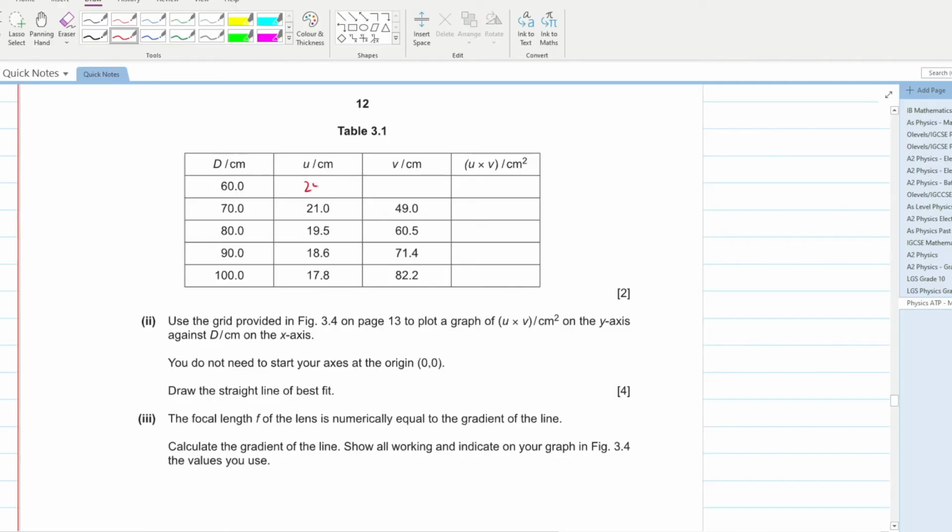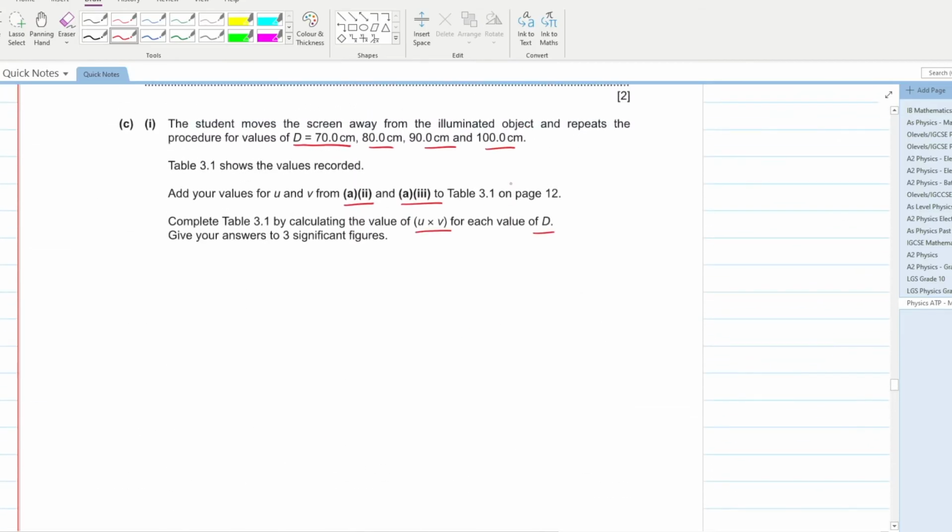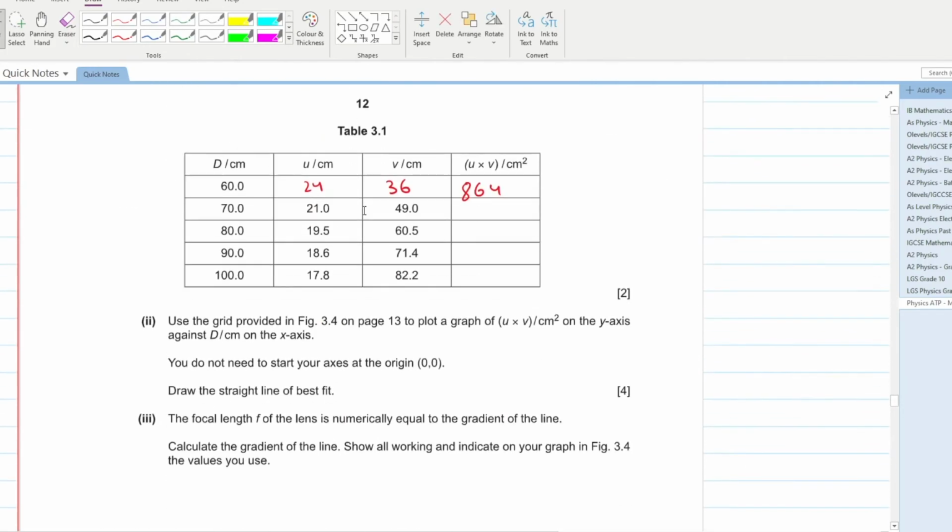The value of u from the marking scheme is 24 and v is 36. Okay. So let's also fill this table out. U into v, this is 864. Also, one more thing that we must keep in mind is that we have to answer till 3 significant figures. Okay, so keep this in mind.